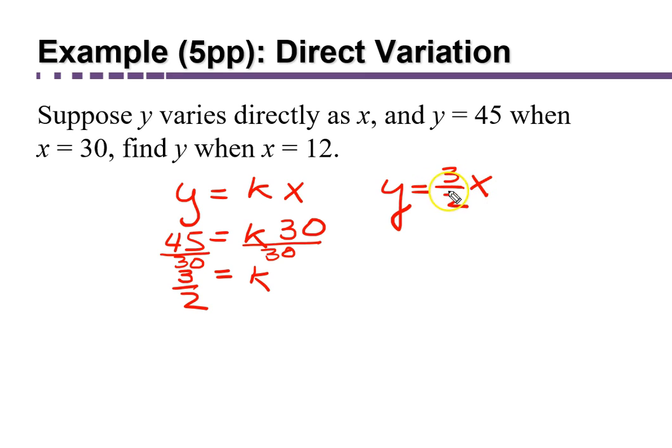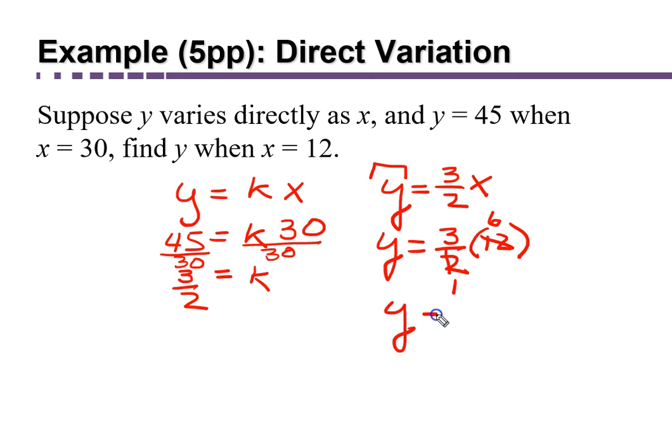So that's the third step. Now, they want us to find the value of y here when x is 12. So we write it, y equals 3/2 times 12. That's our new x value. So 2 goes into there once, 2 goes into there 6 times. So now y equals 3 times 6 is 18. Those were all the steps.